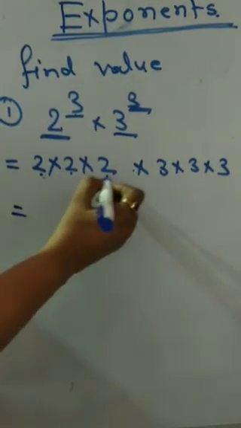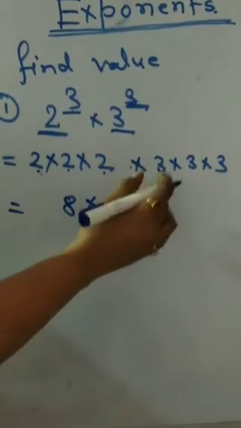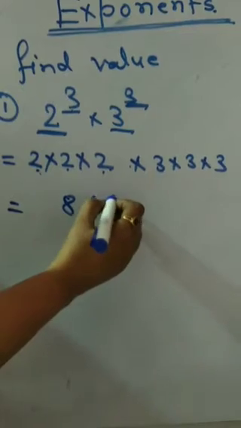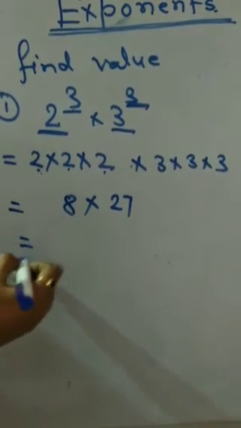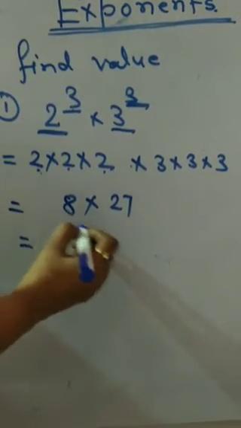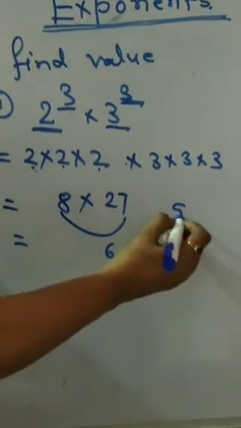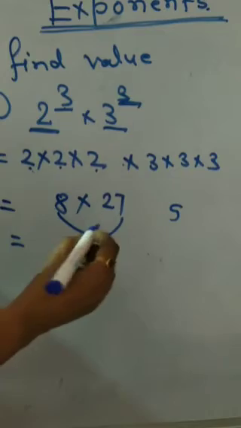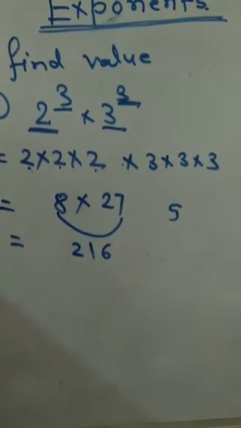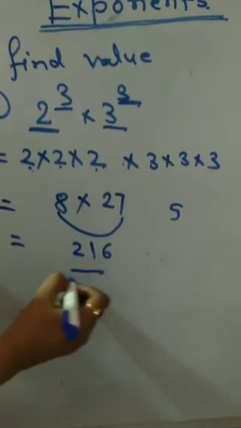2 twos are 4, 4 twos are 8, into 3 threes are 9, 9 threes are 27. 8 sevens are 56, 5 carry, 8 twos are 16, 16 plus 5 is 21. This is the answer.